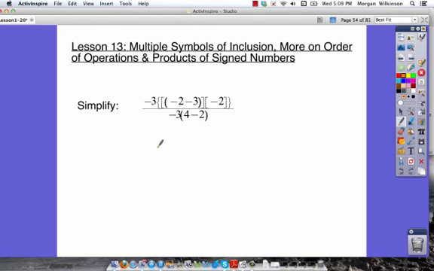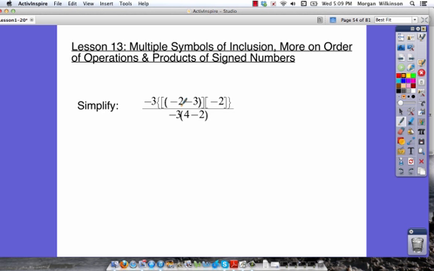Lesson 13. In Lesson 13 we're working more with multiple symbols of inclusion, order of operation, and products of signed numbers. In this lesson you can see straight away for our first problem we've got to simplify a fraction, and we've got all three of our types of symbols of inclusion. We've got our parentheses, we've got our brackets, and we've got our braces.